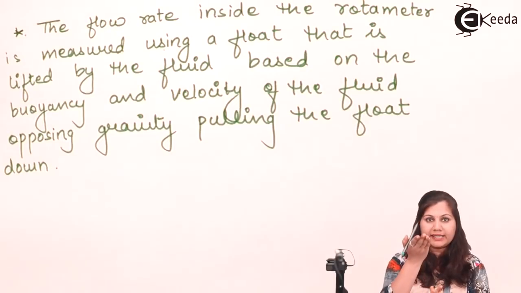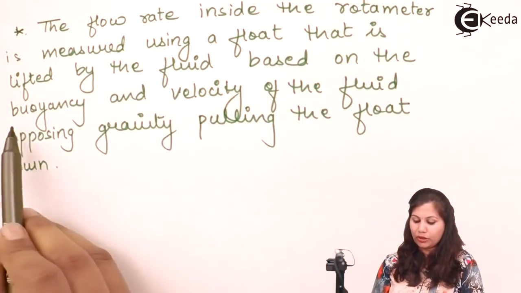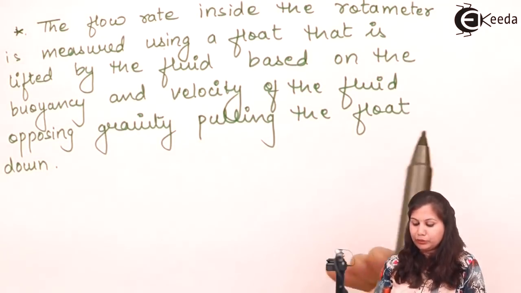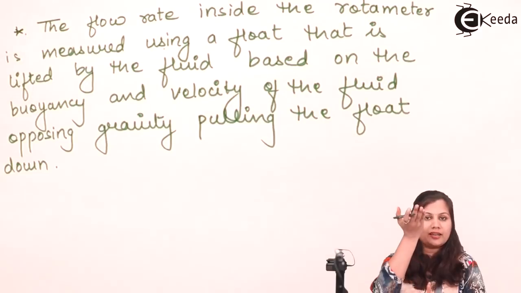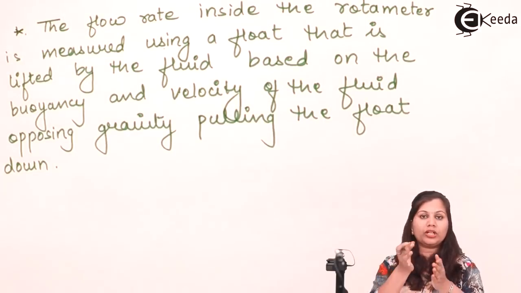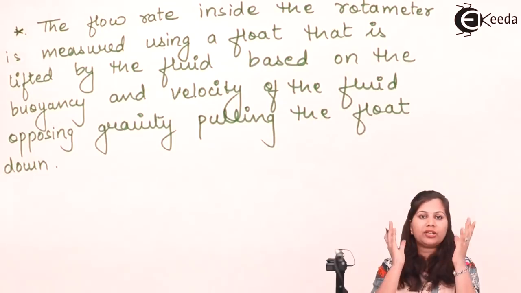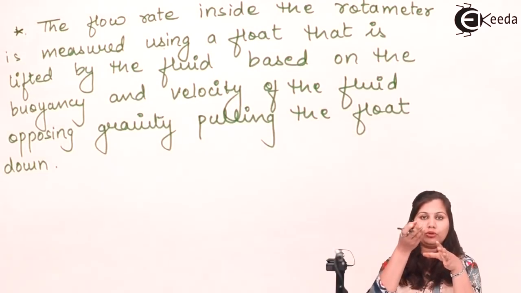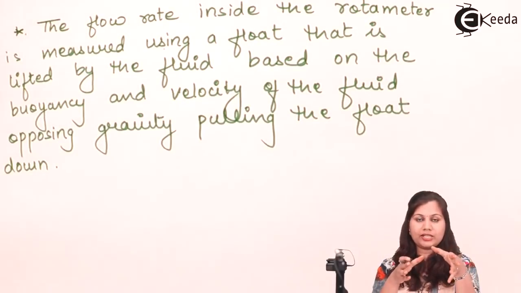The float is lifted up based on the buoyancy and velocity of the fluid, which oppose the gravity, and gravity is pulling the float down. Due to the flow of the fluid, the float starts rising up, and due to the rising of the float, the change in the cross-sectional area occurs. The rate of flow is proportional to the change in the cross-sectional area. So in rotameters, due to the rising or falling of the float, the change in cross-sectional area occurs, and that change is proportional to the flow rate of the fluid.